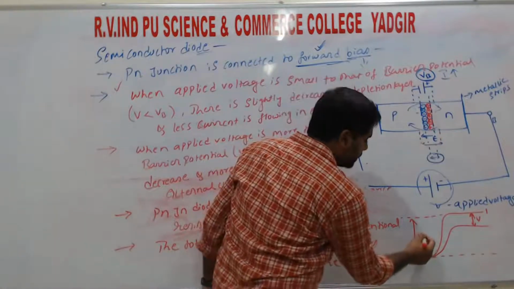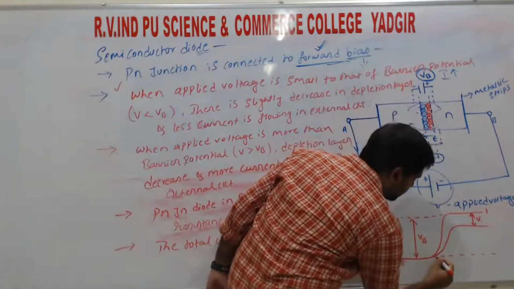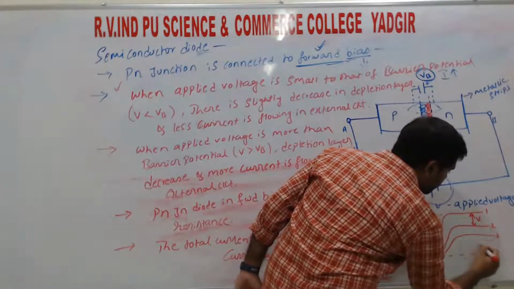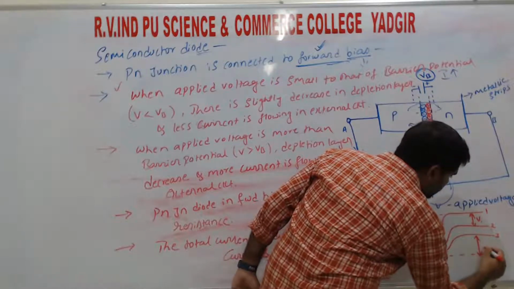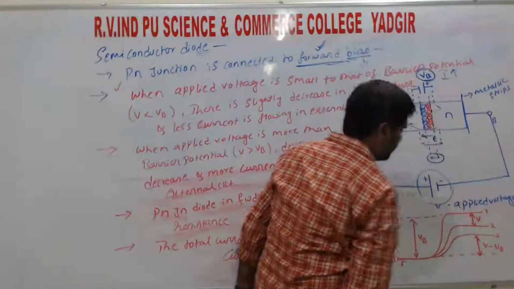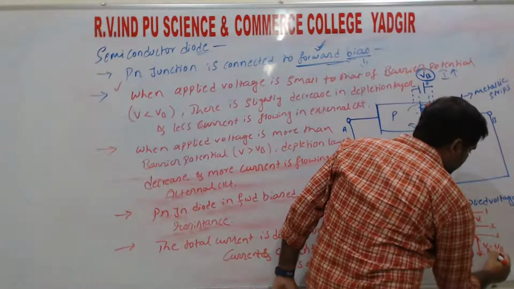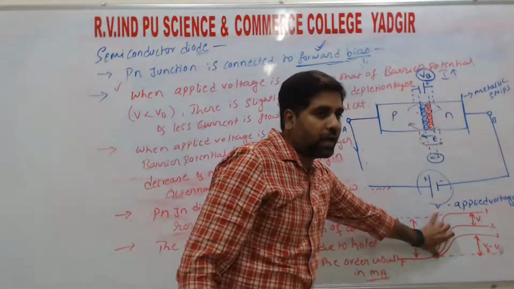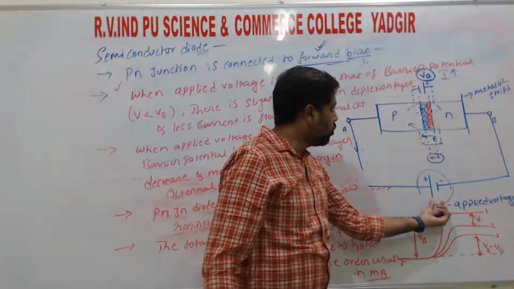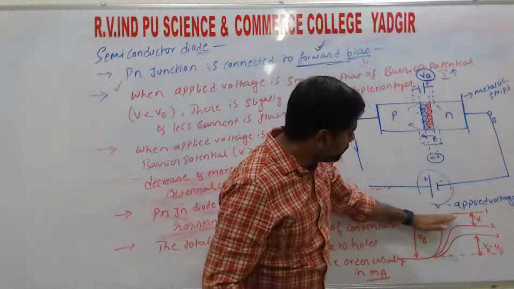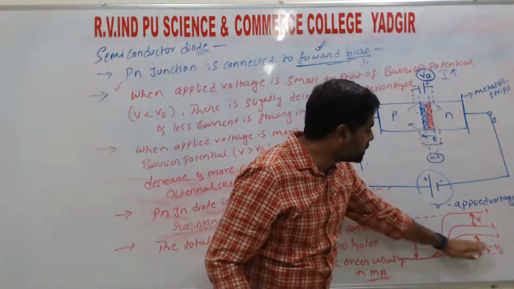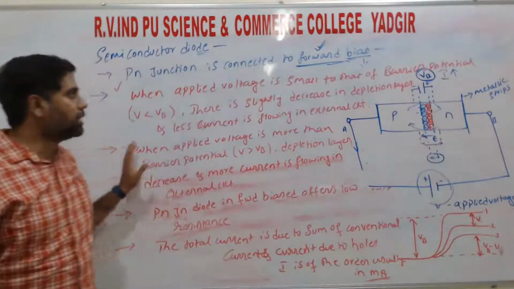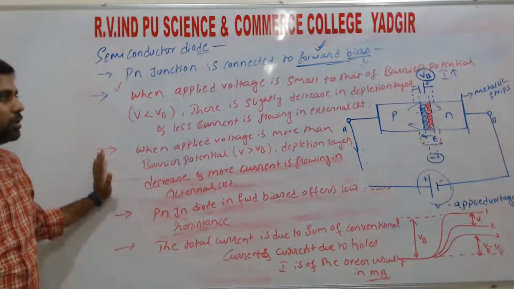So as we increase the external voltage here, the barrier potential goes on decreasing. Because this one is second, so here is third, right? So this is VB minus V. So this is the height of the barrier potential. As the applied voltage is more than that of the barrier potential, this height goes on decreasing. So as the height decreases, the flow of charge carriers is more. So this is what happens in forward bias, right?